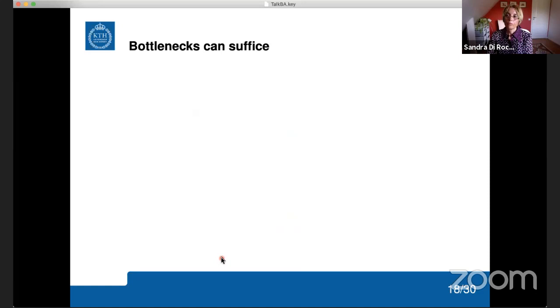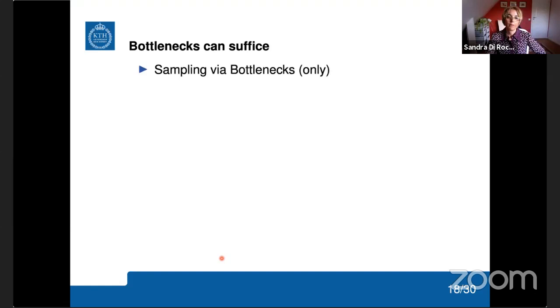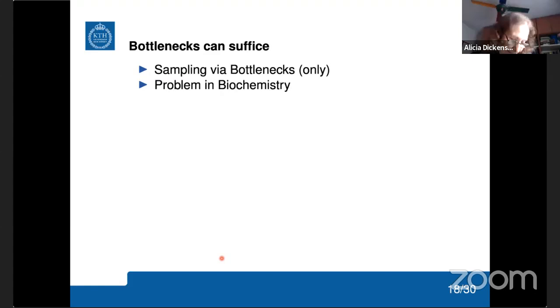So during the rest of the talk, what I want to talk about is the bottlenecks and the fact that bottlenecks can actually suffice to give an efficient and density-proven sampling. In many cases we can forget about the curvature. So I will concentrate on sampling via bottlenecks. I will try to convince you again with a more real-life problem from biochemistry.